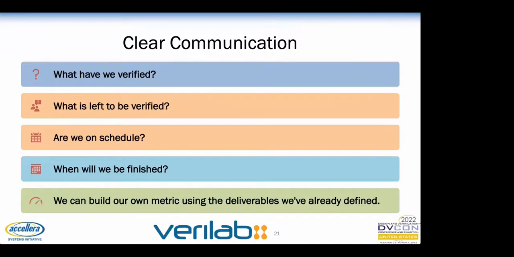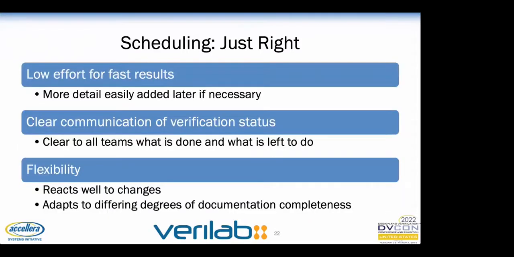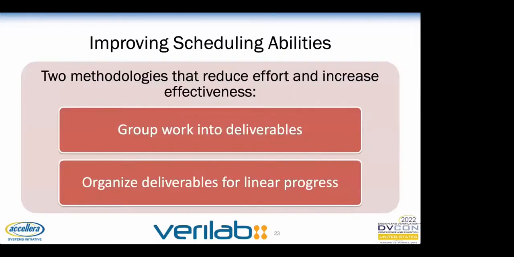These sorts of questions are going to be asked about the verification effort on a regular basis, whether we like it or not. If we don't provide direct answers, then the folks asking the questions will either draw their own conclusions about progress, or look for answers in other places. So how do we do the scheduling exercise so that we can get results with less effort? How can we set up the schedule so that we can clearly communicate the status of the verification progress? How do we produce a schedule that adapts to changes without having to expend a large amount of effort?